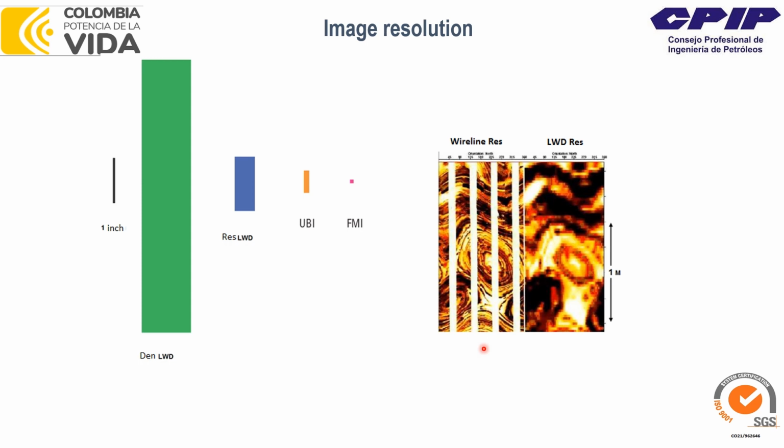But LWD image is working differently. It has one focused sensor, like in the case of this LWD resistivity. It has one laterolog resistivity sensor, which rotates 360 degrees. And while rotating, it's scanning the surface of the borehole completely. And then when you get this laydown, you don't see any white stripes. So that's the big difference between wireline and LWD images.